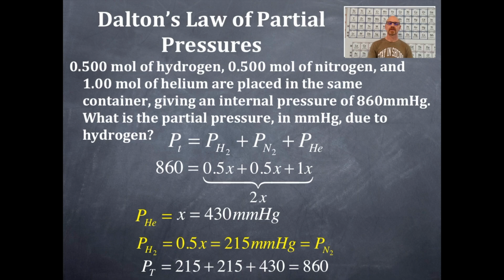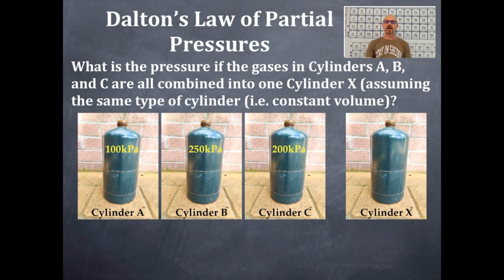Here we go. So, what is the pressure if the gases in cylinders A, B, and C are all combined into one cylinder, that is cylinder X, assuming the same type of cylinder, i.e. the constant volume. So cylinder A, as you can see from that diagram, has 100 kilopascals of gas in it. Cylinder B has a pressure of 250 kilopascals, and cylinder C has a total pressure of 200 kilopascals. Cylinder X is empty, and we're going to combine all three gases from cylinders A, B, and C into cylinder X. So that is, the total pressure in cylinder X is going to equal the sum of the pressures of cylinders A, B, and C.